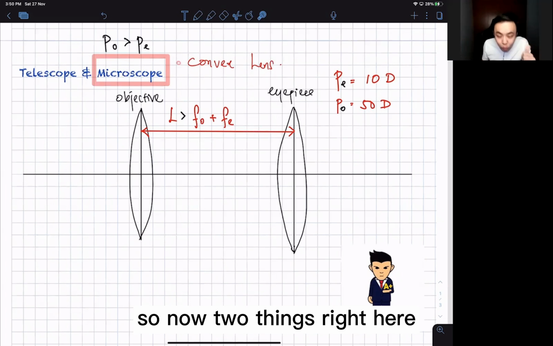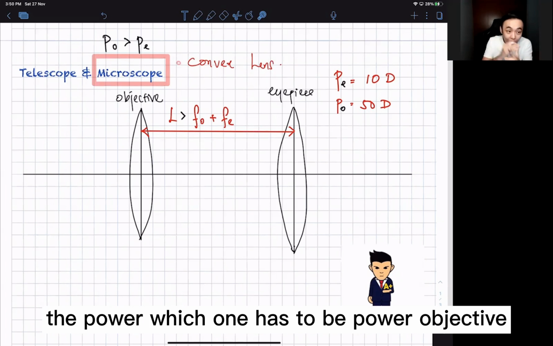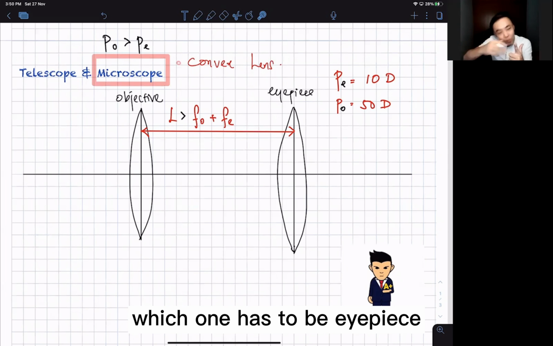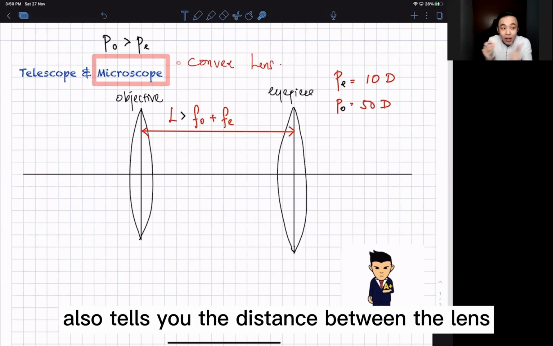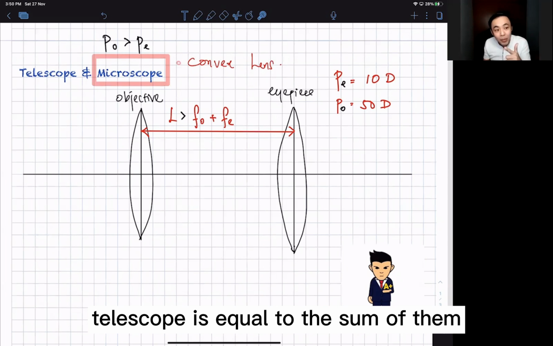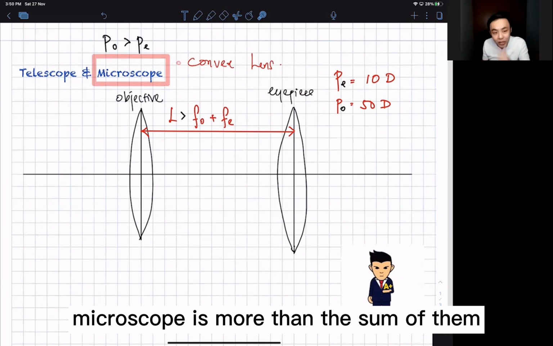So now two things already. I talked about the power: which one has to be the objective, and which one has to be the eyepiece. The other one is the distance between the lenses. Telescope is equal to the sum of them. Microscope is more than the sum of them.